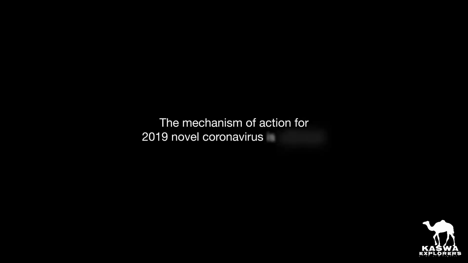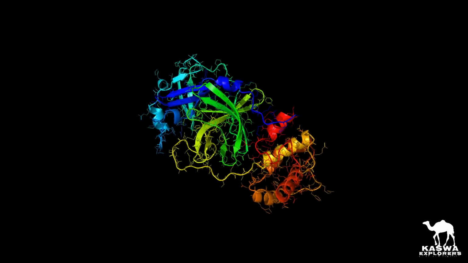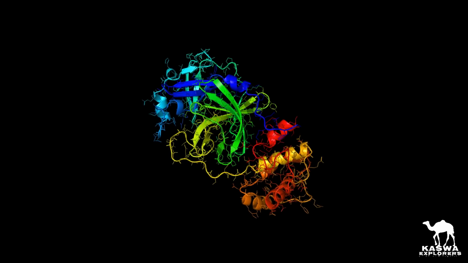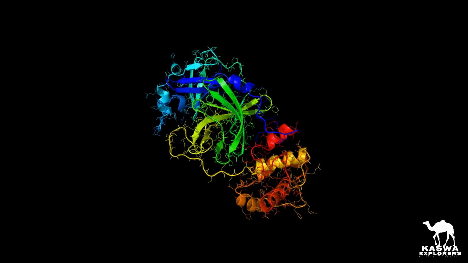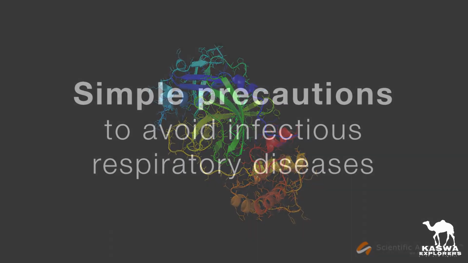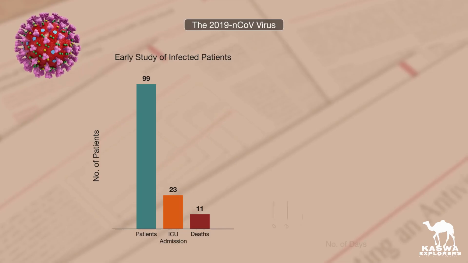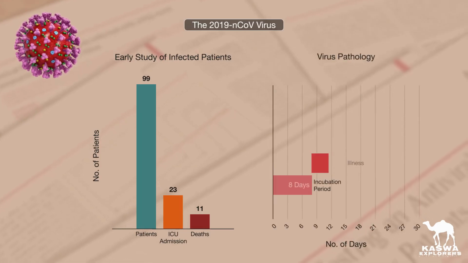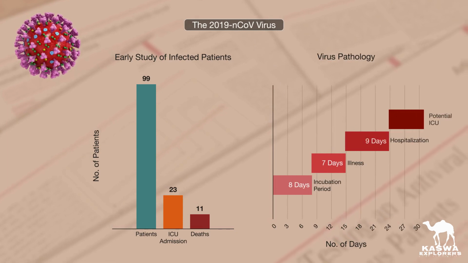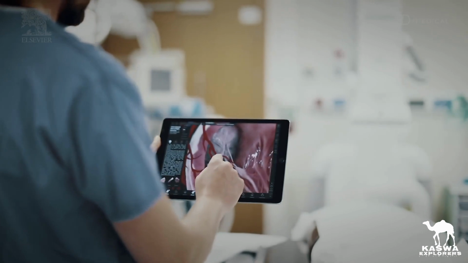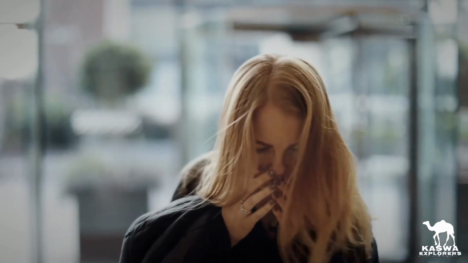It should be noted that the mechanism of action for the 2019 novel coronavirus is unknown. However, scientists in China have sequenced the genome, while others have used the sequencing to visualize the structure. There is currently no cure or vaccine for the 2019 novel coronavirus, and treatment is only supportive. The virus pathology has an 8-day incubation period, a week of infection, followed by a potential escalation to hospitalization and intensive care. The way people can become infected is by droplets that contain the virus.